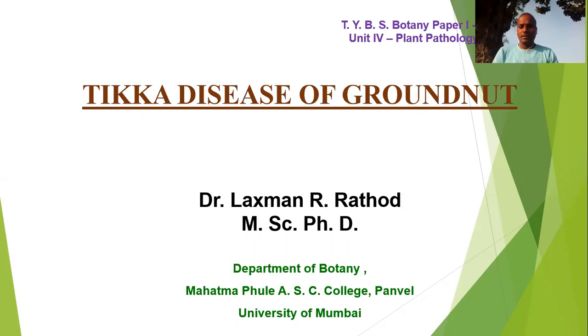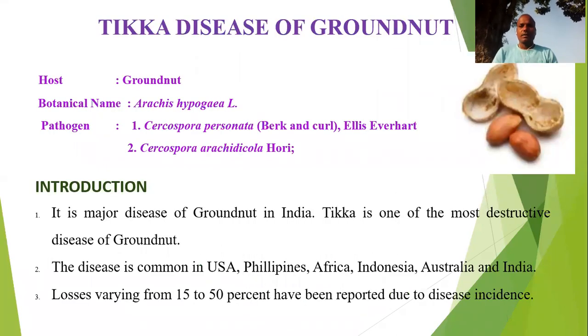Our today's topic is Tikka disease of groundnut. The groundnut plant's botanical name is Arachis hypogaea. The pathogens are Cercospora personata and Cercospora arachidicola. It is a major disease of groundnut in India. Tikka is one of the most destructive diseases of groundnut. The disease is common in the USA, that is United States of America, the Philippines, Africa, Indonesia, Australia, and India also.